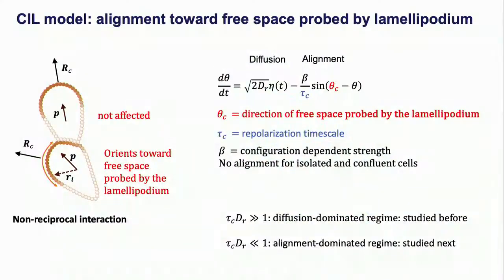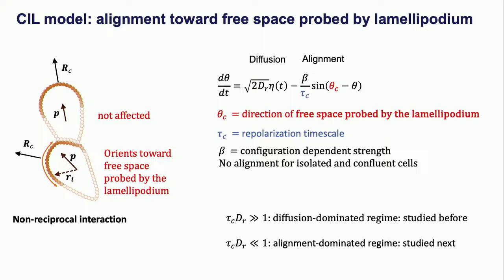Okay, so now we introduce this regime. We have essentially already studied the case in which this tau c is very, very large, so the alignment plays no role. It's the case we have seen before, just motility. And now we're going to study the other limit in which this term is dominating, and so we can compare the two regimes.